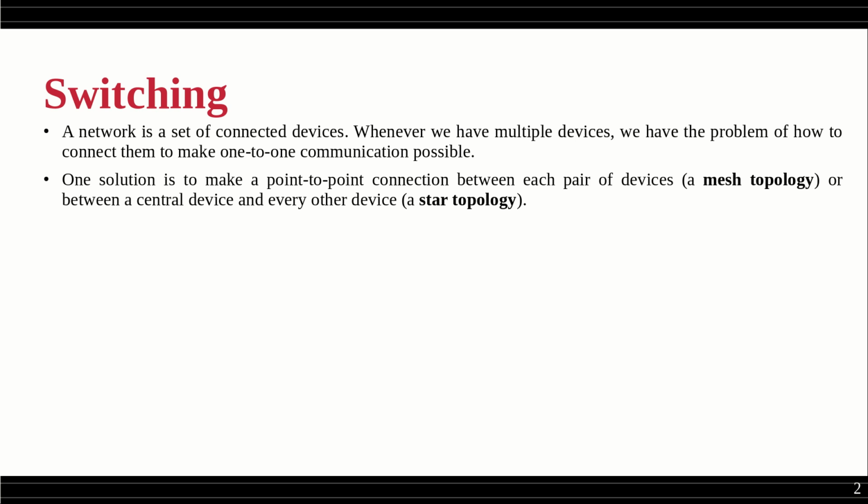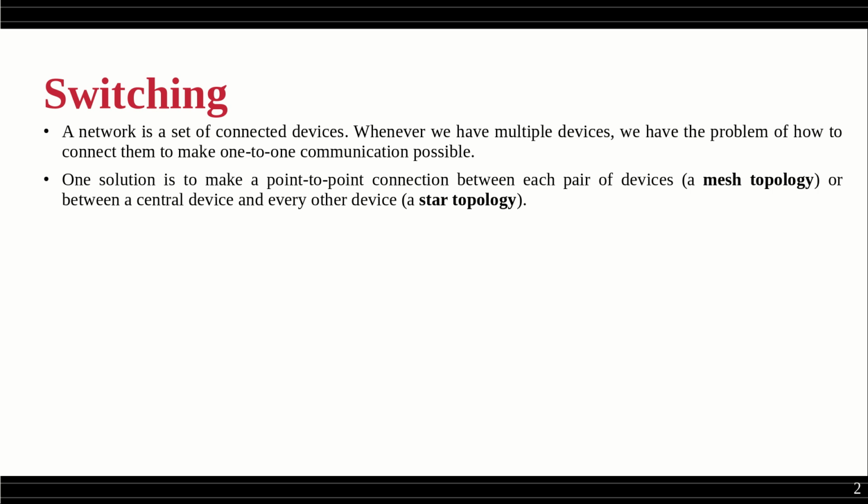So one solution is to make a point-to-point connection between every pair of devices. That is, you can think of a mesh topology, or between a central device and every other device by means of a star topology. I think in our data communication course we didn't touch the concept of topology, but you may be seeing it at different points. Topology simply means the way in which you are connecting your devices to each other in your computer network. It is a computer network terminology, saying something about the method of interconnection.